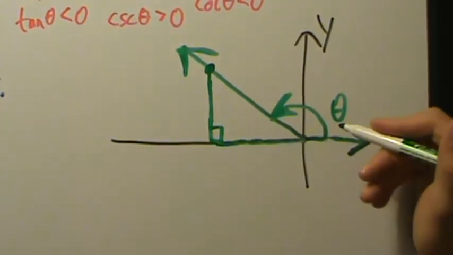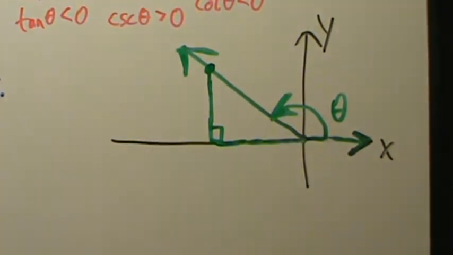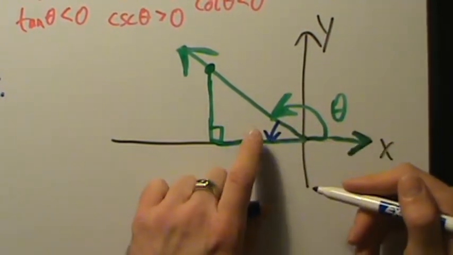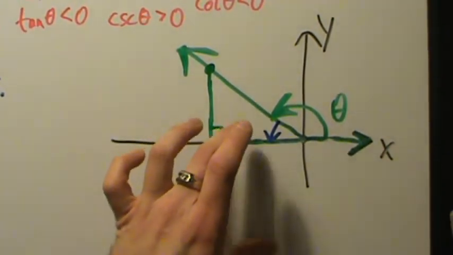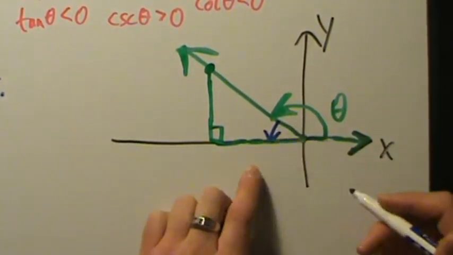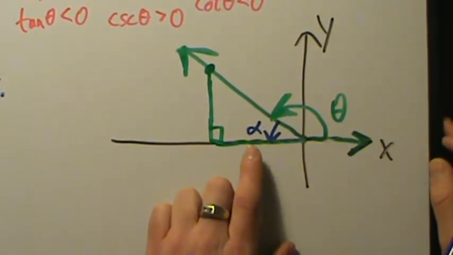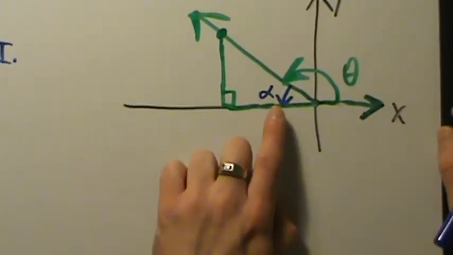Okay, so anyway, now what's the other thing that we can talk about here? Let's switch colors. What is this angle right here? How does this angle relate to theta? Remember, we talked a lot about it before, when we started talking about reference triangles. This is the reference angle for theta. Let's call this alpha. We can call it whatever we want, anything besides theta, but let's just call it alpha. So alpha is the reference angle for theta.